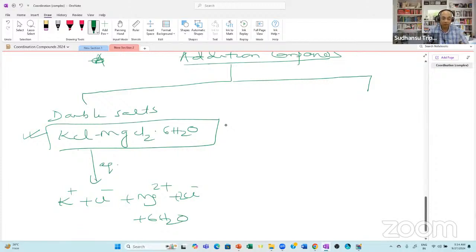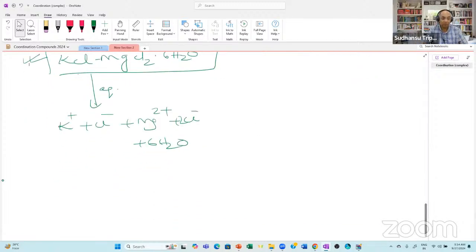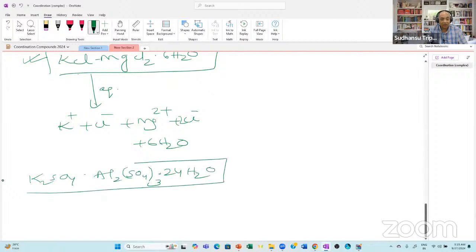For example, you have another example, potassium sulfate, aluminum sulfate, the alum that we often use in our villages after shaving. It is a very good coagulant. If you have studied about coagulation in surface chemistry, if you have not done, we'll be doing that. Alum, this is a double salt. It has wonderful property, but it loses its identity. It produces K plus, aluminum ion, sulfate ion. I am not balancing. Same.